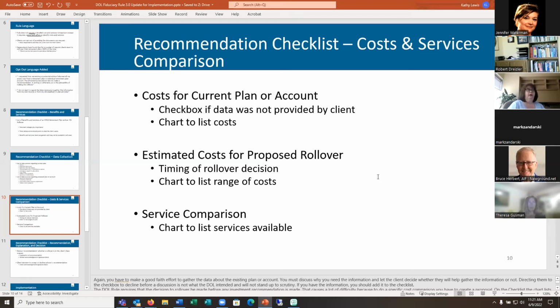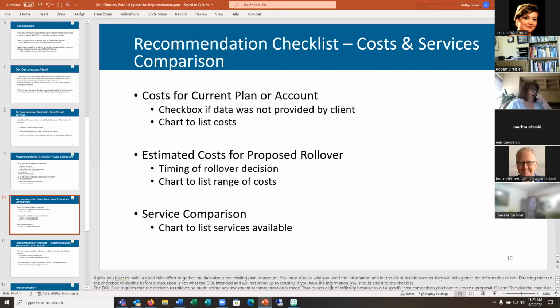Now, you can get around that, of course, because clients don't have to accept your recommendation. They can move forward regardless. But you need to keep in mind that you can't, without some serious explaining. I don't know that I could come up with language to explain to the DOL why, without all the information, I made the decision that it was in the client's best interest to do a rollover.